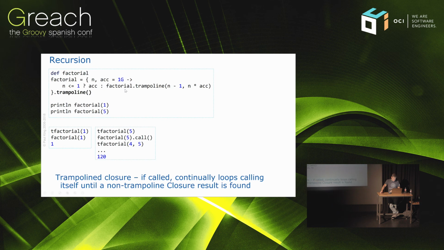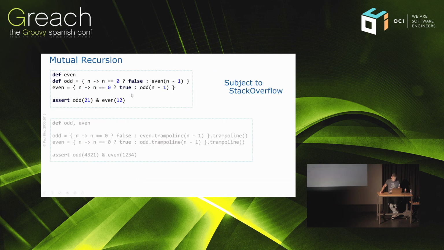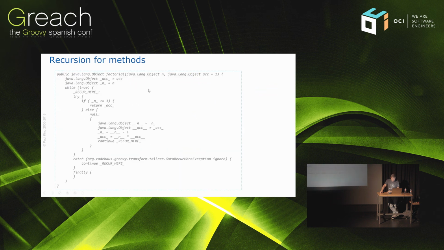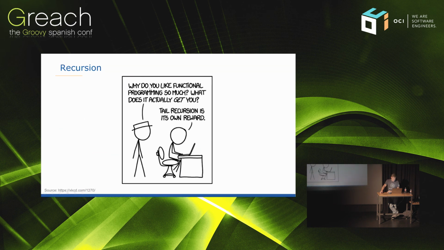And so that's the kind of thing that you would want to do to optimize a recursive call, and you can do mutual recursive calls as well using that same technique. Same thing is available on methods as well, as long as they're in the tail recursive form. And tail recursion is its own reward. There we go.